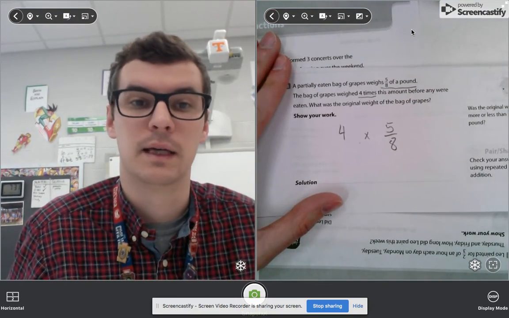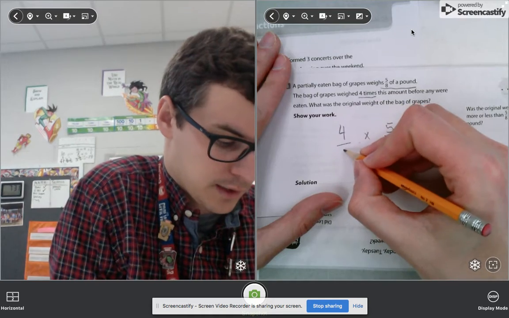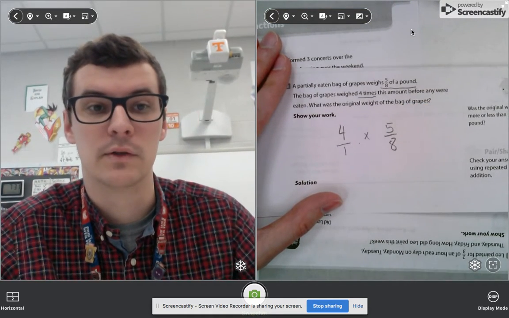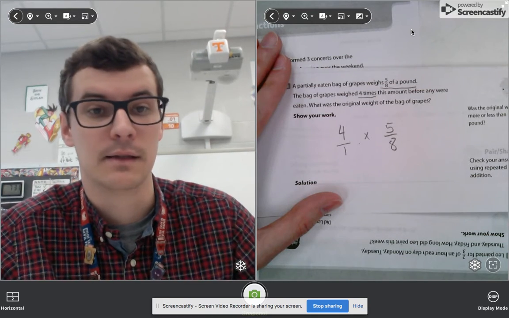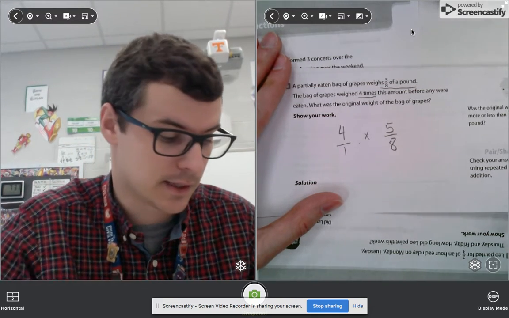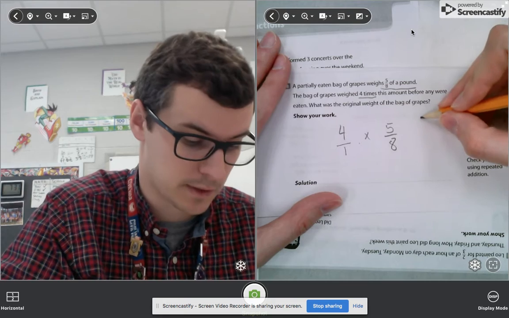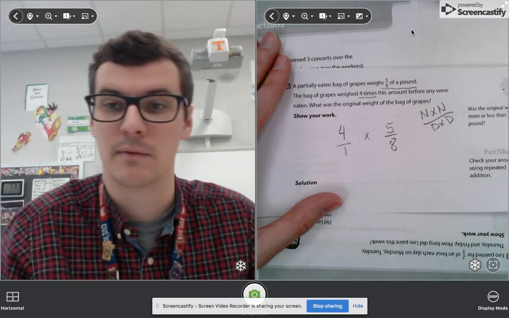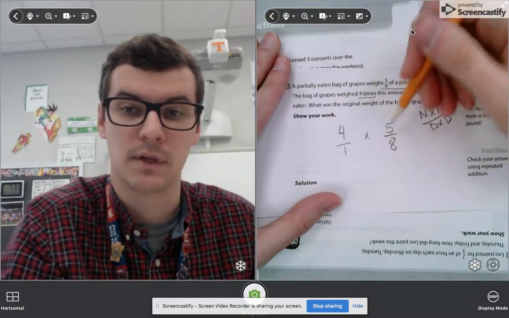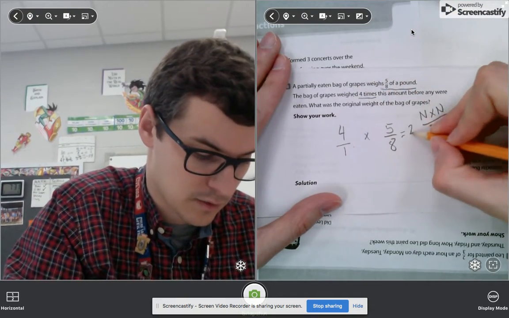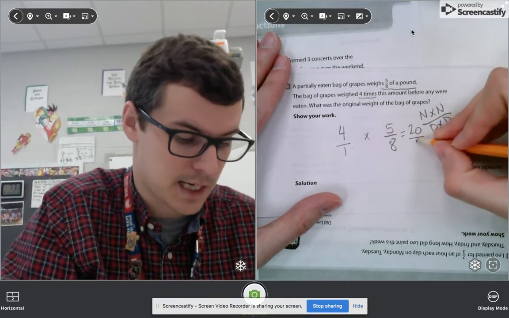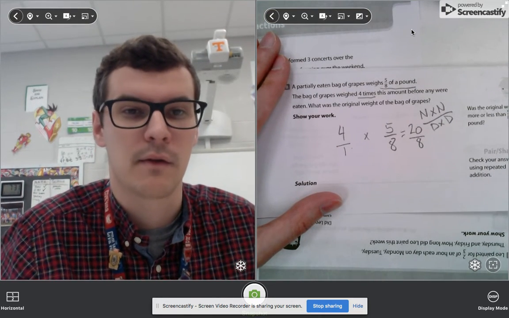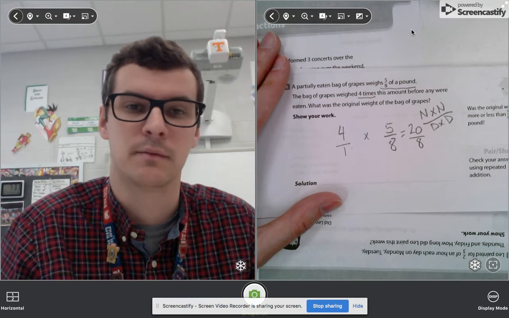Now, we know that we can take this whole number and put it over 1 because turning that 4 into a unit fraction does not change the value at all, but it allows us to get this formula of numerator times numerator over denominator times denominator. That's what we're trying to get. So 4 times 5 is going to give me 20, and 1 times 8 is going to give me 8, so 20/8.